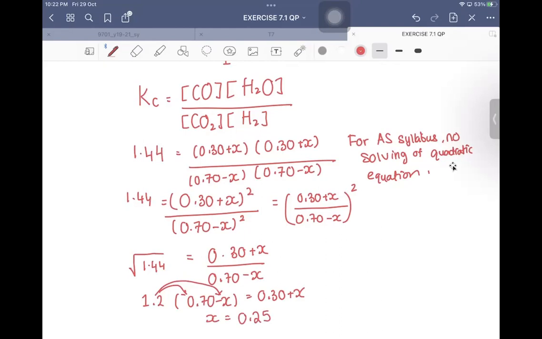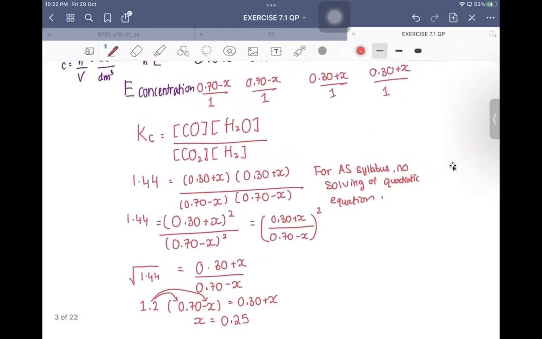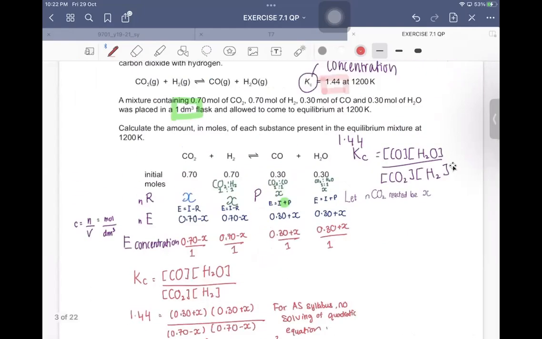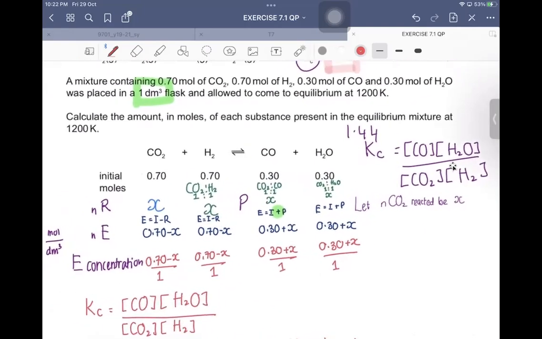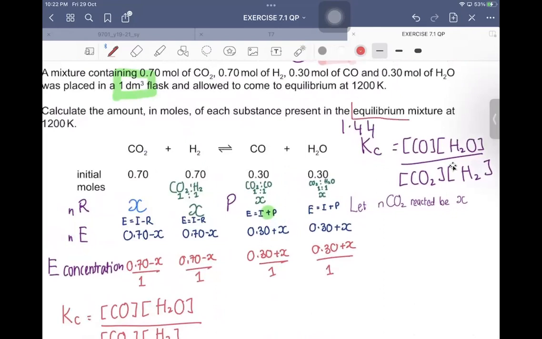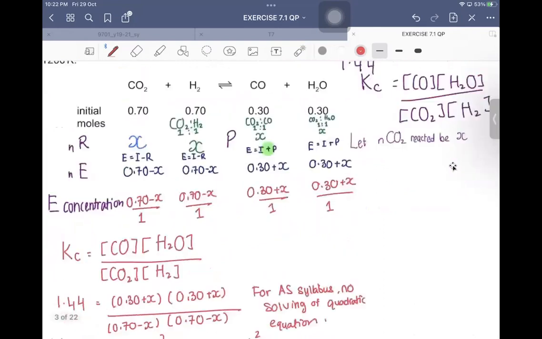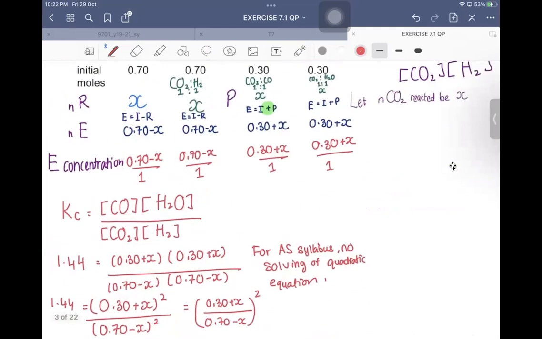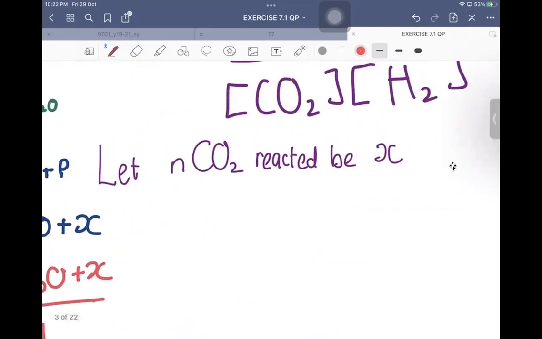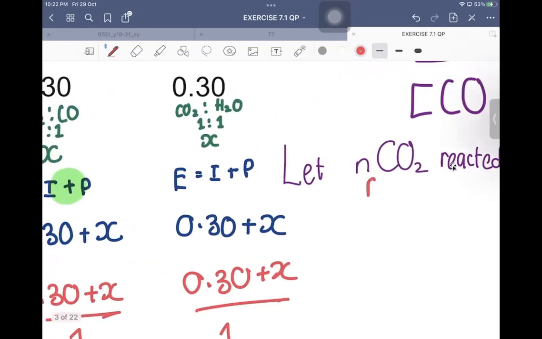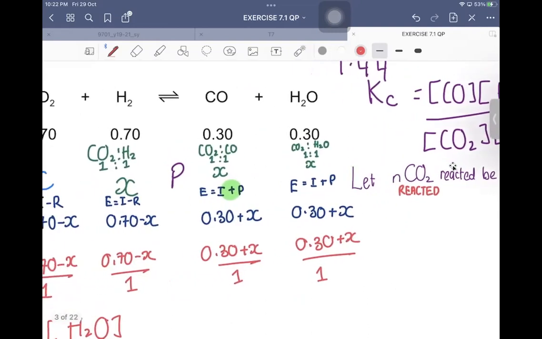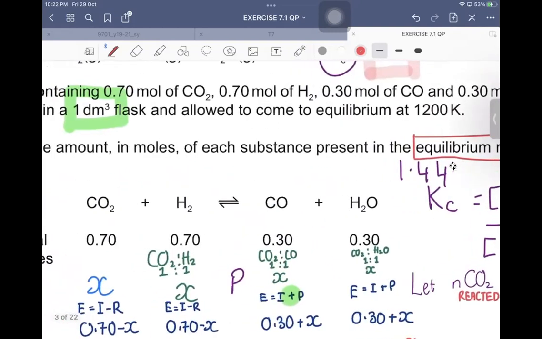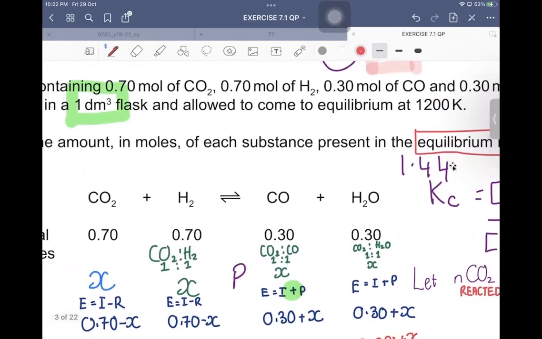Now, I want to go back to this question because it feels like I am doing maths instead of chemistry. The question is, calculate the amount in moles of each substance present in the equilibrium mixture. Let's go back to X. If you see here, I have let X be the number of moles of CO2 reacted. I should have labeled this just now. So bad. Okay. But the question is asking for the value at equilibrium.